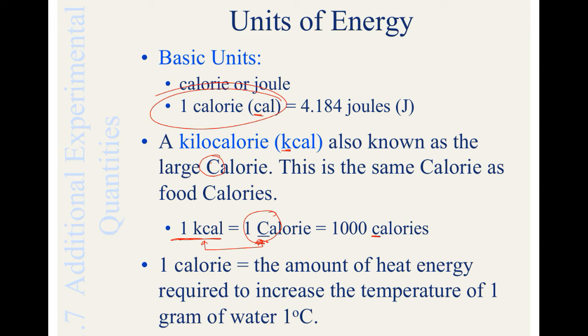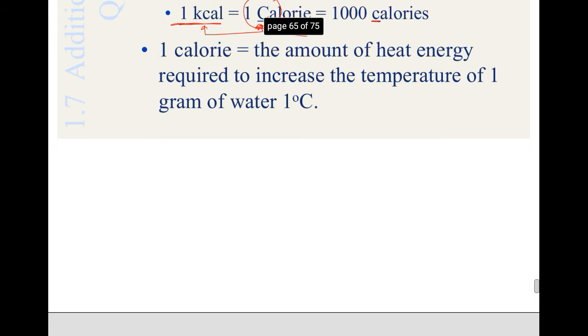And the calorie is simply defined as the amount of heat energy that it takes to heat up 1 gram of water by 1 degree Celsius. So if you're astute, you can probably figure out that 1 big calorie is the amount of energy it would take to heat up 1 kilogram or 1,000 grams of water by 1 degree Celsius.